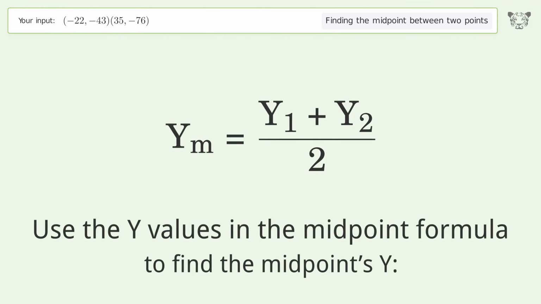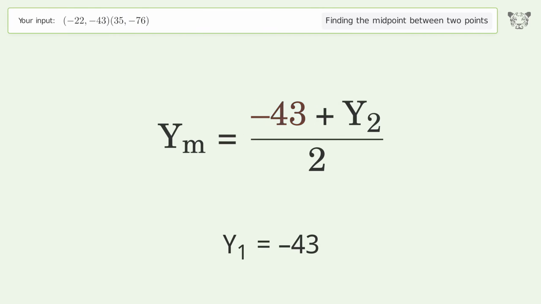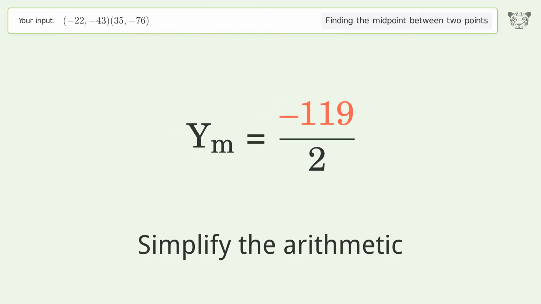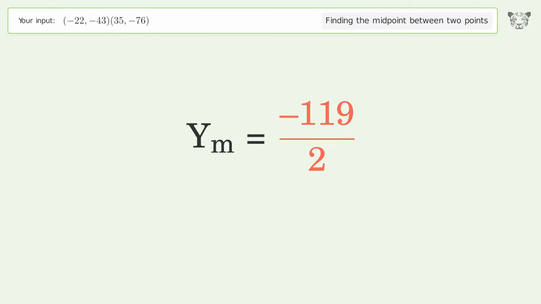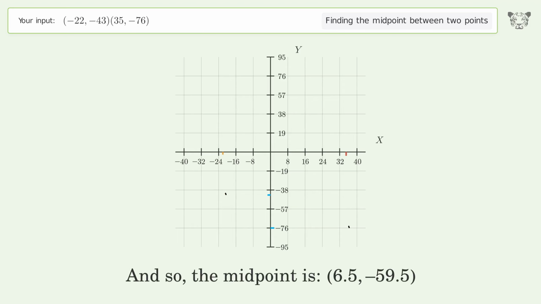Use the y values in the midpoint formula to find the midpoint's y. y1 equals negative 43. y2 equals negative 76. Simplify the arithmetic. And so, the midpoint is 6.5, negative 59.5.